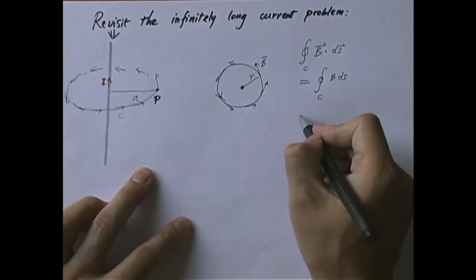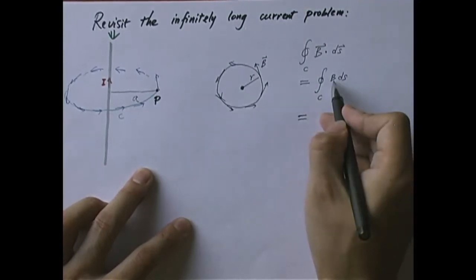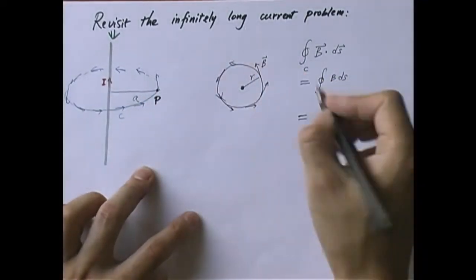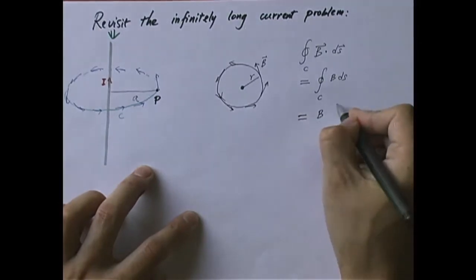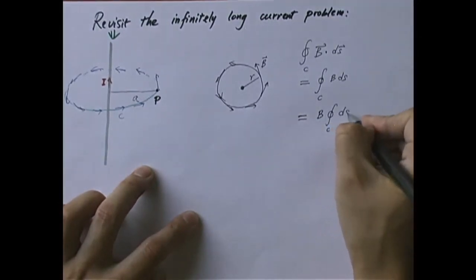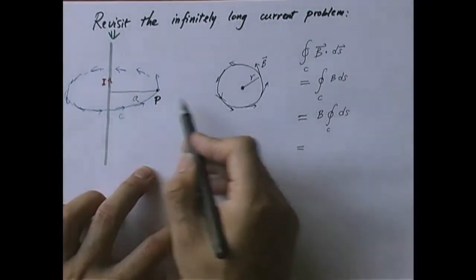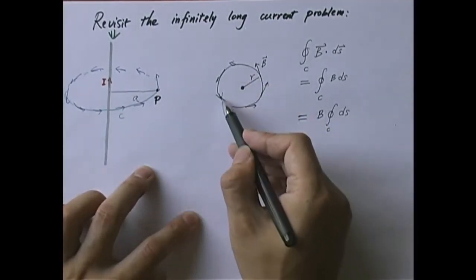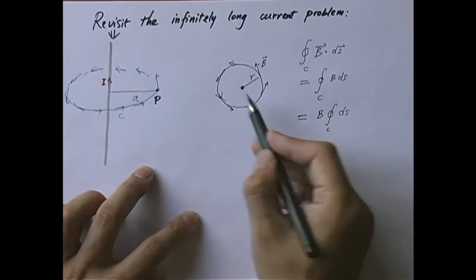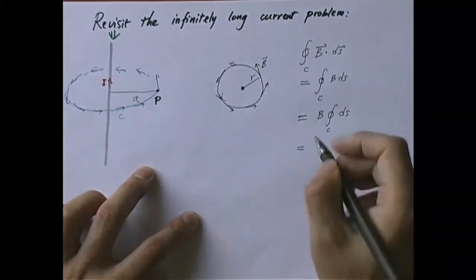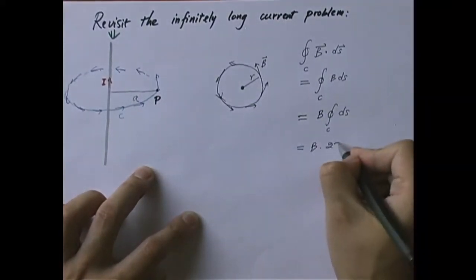Next, we also realize that B, the magnitude of B, is the same throughout the entire contour, so we're going to take that out. Now, this is the integral over all the length of the segments for this entire circle of radius a. How much is that equal to? Just 2 pi a, the circumference.